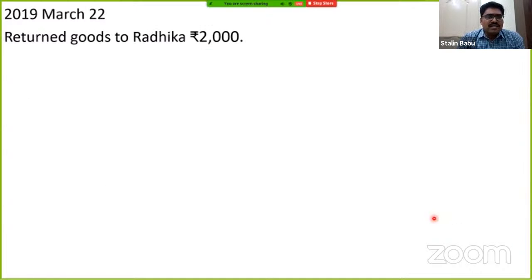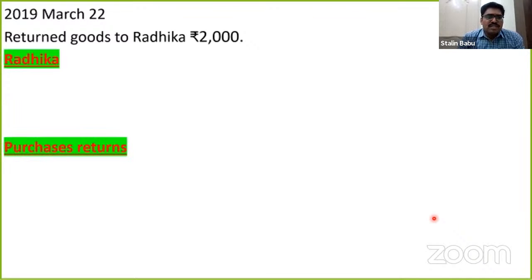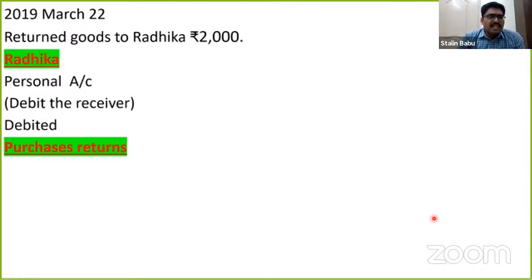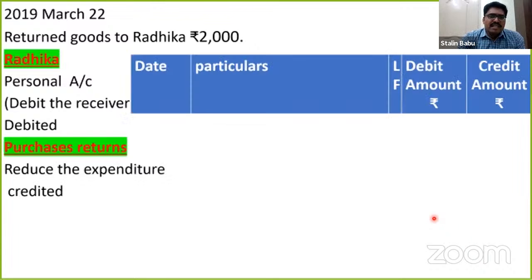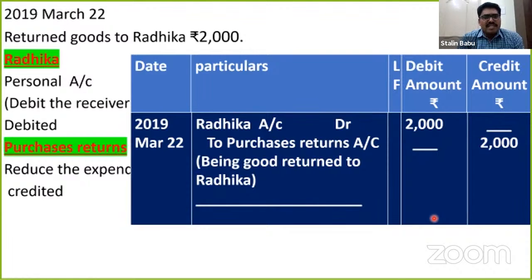Returned goods to Radhika. Here we are returning goods to Radhika worth rupees 2,000. That means previously we purchased from Radhika. Now we are returning the goods. Who is the receiver? Radhika. So what is going out of the business? Goods. The two accounts involved are Radhika account and purchase return account. Radhika is a natural person. Debit the receiver, credit the giver. She is the receiver, so her account is debited. Purchase is an expenditure and is debited; when we are reducing the expenditure, it should be credited.